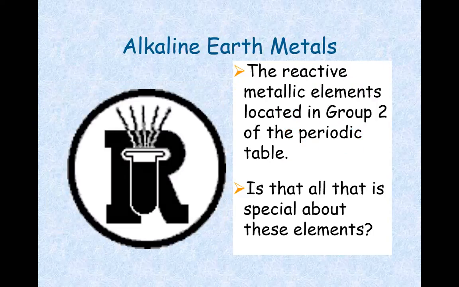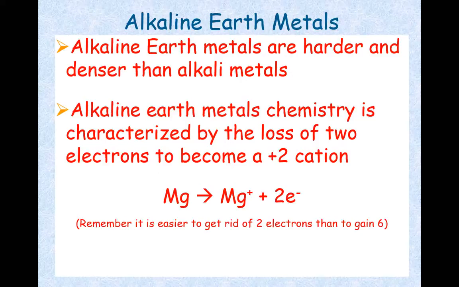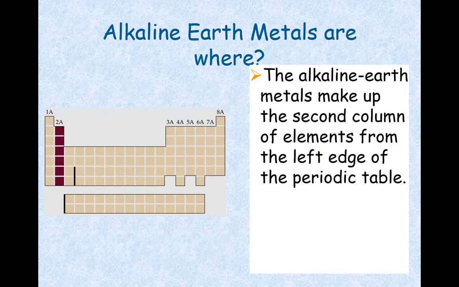Alkaline earth metals. Alkaline earth metals are harder and denser than alkali metals. The alkaline earth metals chemistry is characterized by the loss of 2 electrons. They're also in group number 2. They become a +2 cation. Are you seeing a trend? Here's where they're located.